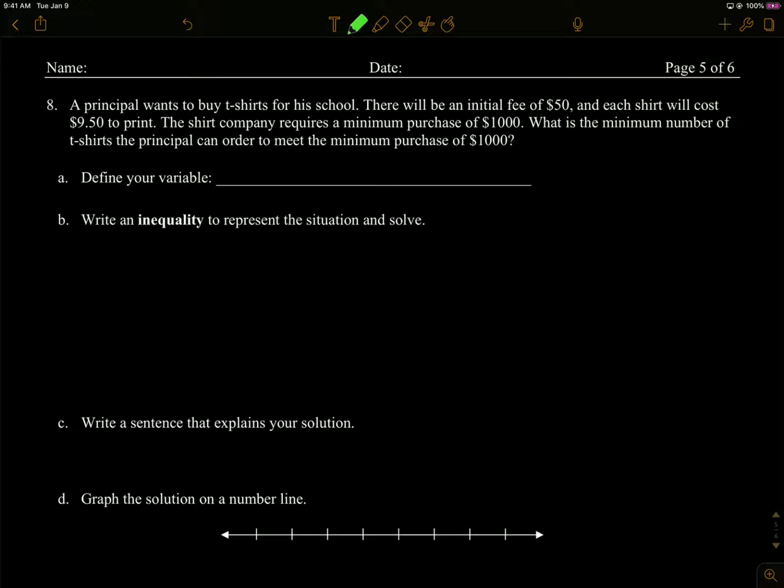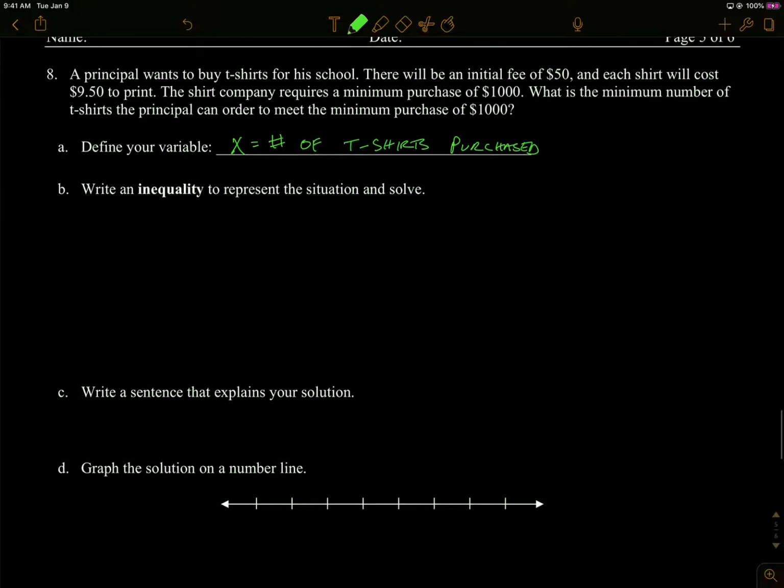So we'll start off with defining your variable. We'll say X. Did they tell us a variable to use? No. So X will equal the number of T-shirts purchased. Write an inequality, represent the situation, and solve.